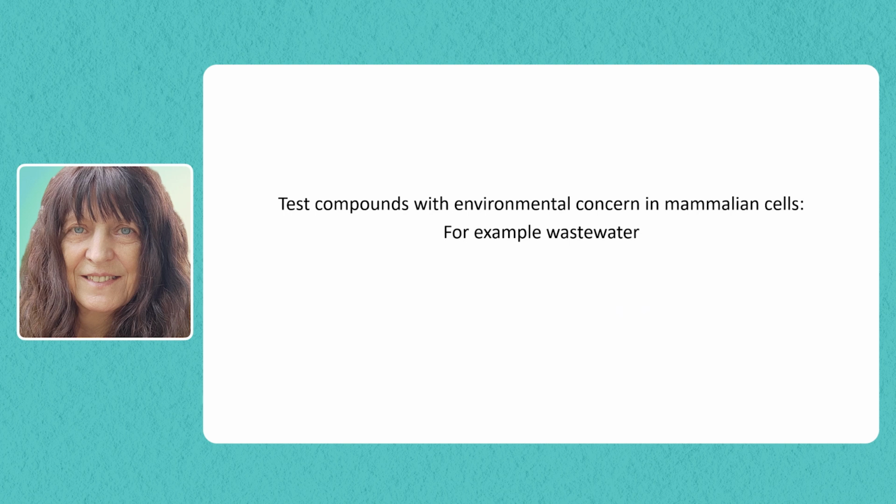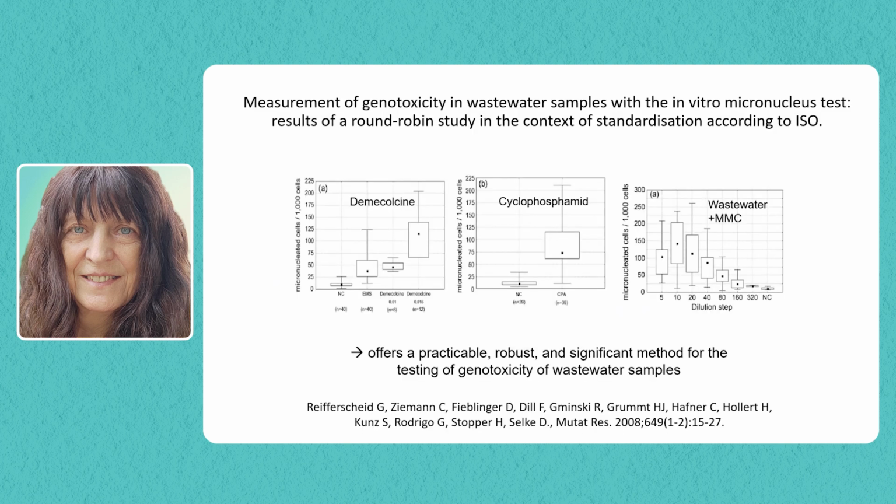For example, you can test wastewater. I was involved in a micronucleus study doing that. We had a round-robin study. They gave us coded samples of wastewater, and they spiked it with compounds to see whether all the labs that were involved would find a similar result. And it worked quite well. The wastewater spiked with the compounds was detected as being positive. And here it was a more extensive dose response with this compound, and it worked quite well. So it is a robust and practicable method for the testing of genotoxicity of wastewater samples.